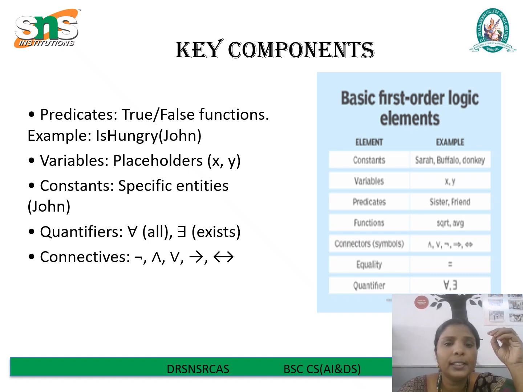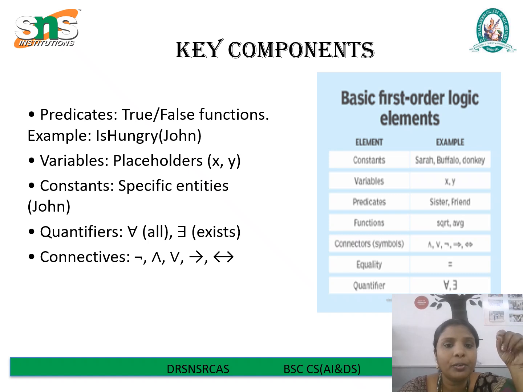Next one is variables. These are placeholders for objects in our domain. For example, hungry(X). Here X could be John, Mary or anyone. They allow us to write general rules instead of only specific cases. Next one is constants. Constants represent specific entities in the domain. These are fixed. So John is a specific entity.